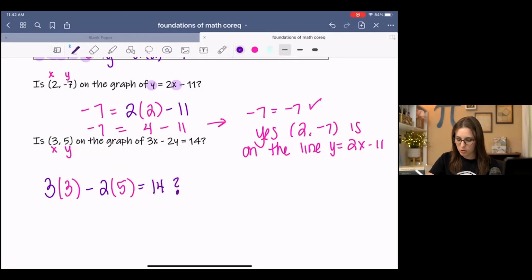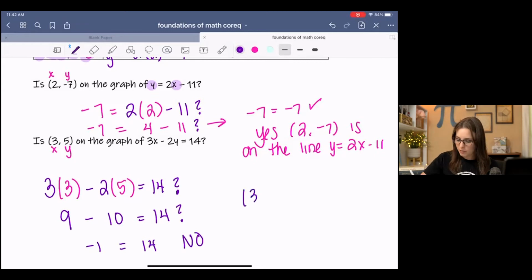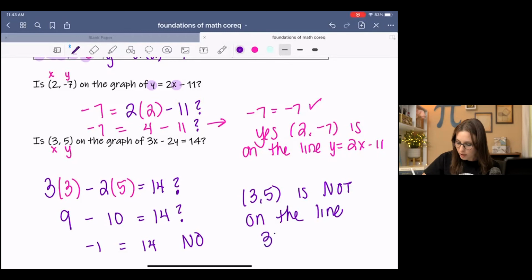I should have put a little question mark up here. It's fine though. And so we multiply first. 9, 3 times 3, 2 times 5. Does this equal 14? No. No, it does not. So 3, 5 is not on the line 3x minus 2y equals 14.